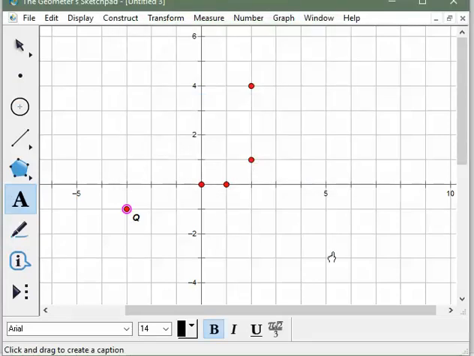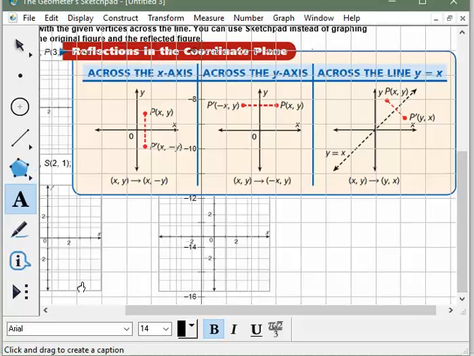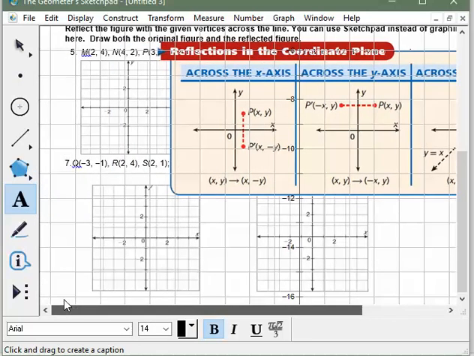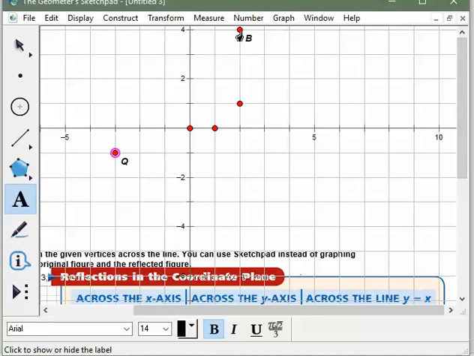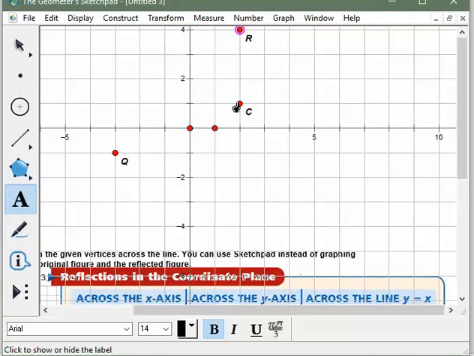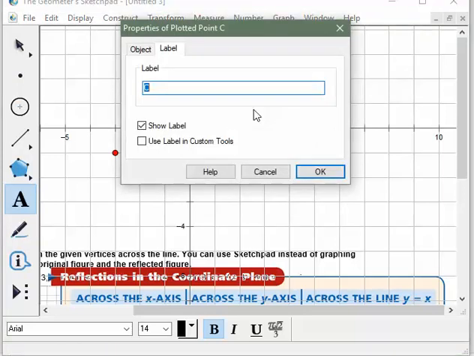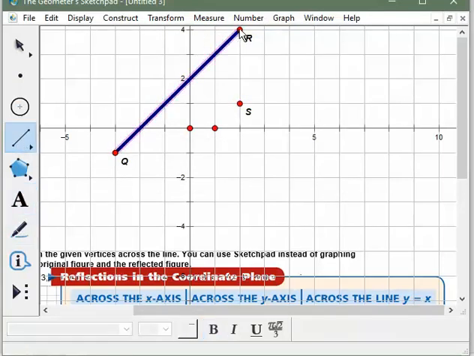And the next one was, I have to look back, 2, 4. So that is this point right here. I want that to be R. And then the last point I believe was S. If I'm wrong, just make it be the correct one. And then I'm going to connect these with the line segment tool. Each point. Q to R, R to S, S back to Q.